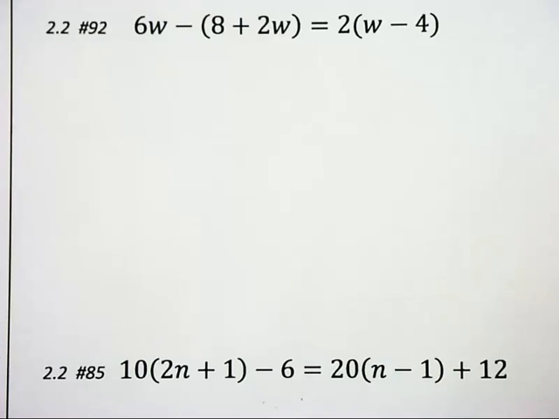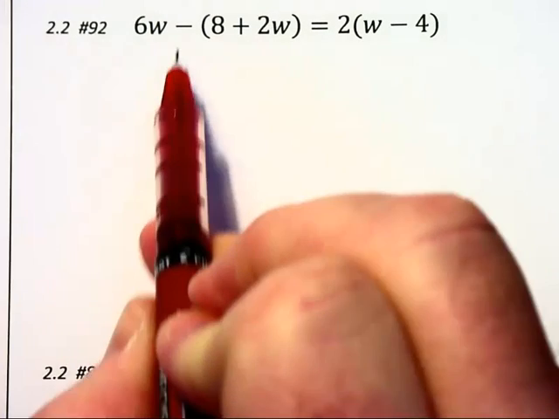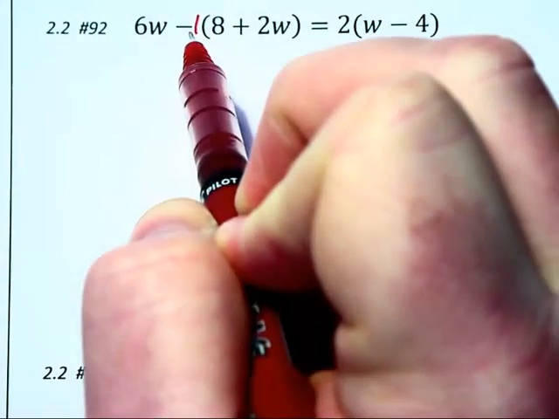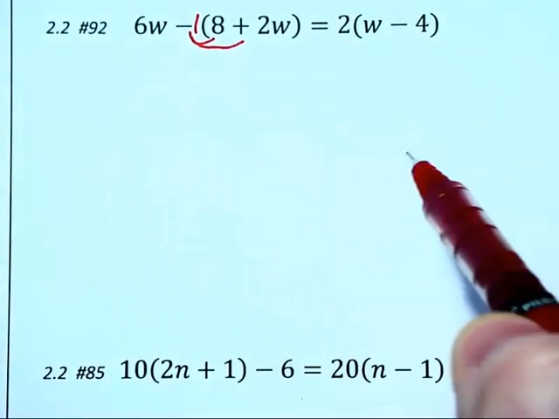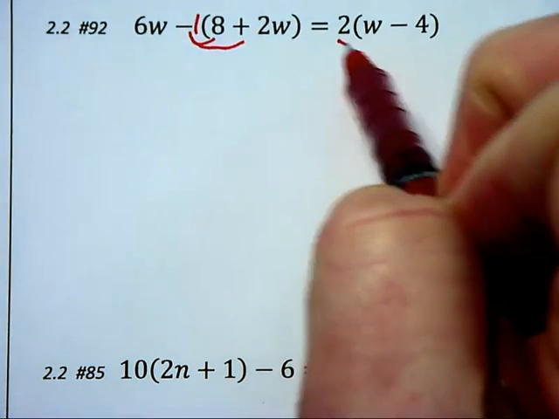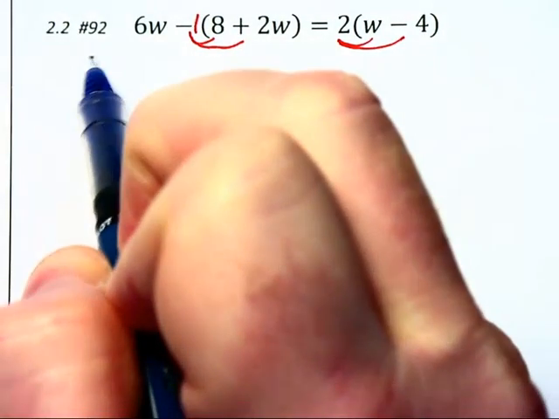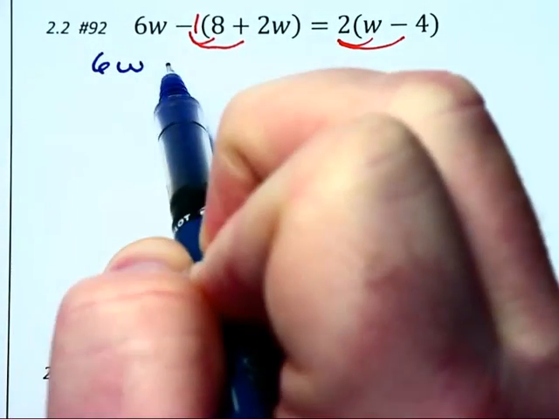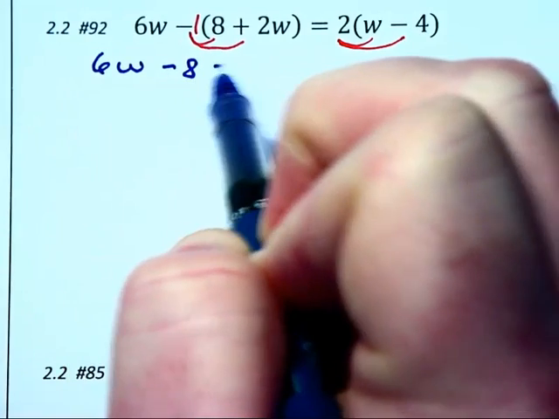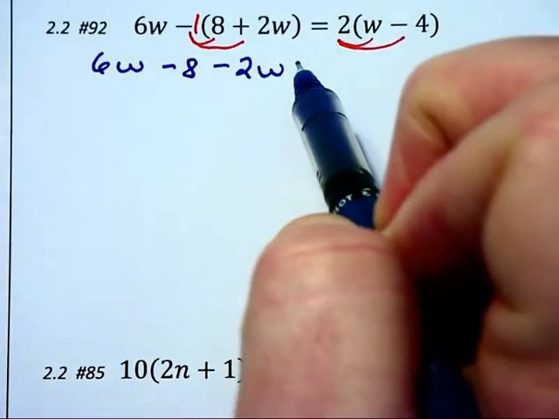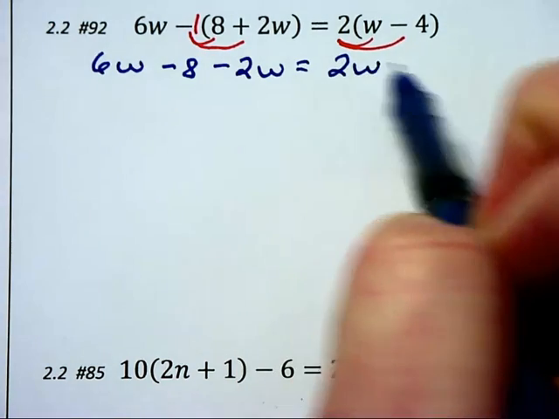In solving this problem, we see numbers in front of our parentheses. This is an understood -1 that we need to distribute in on the left, and we want to distribute the 2 in on the right. We always want to get rid of these parentheses first. So this gives us 6W minus 8 minus 2W, make sure you multiply -1 times positive 2, equals 2W minus 8.